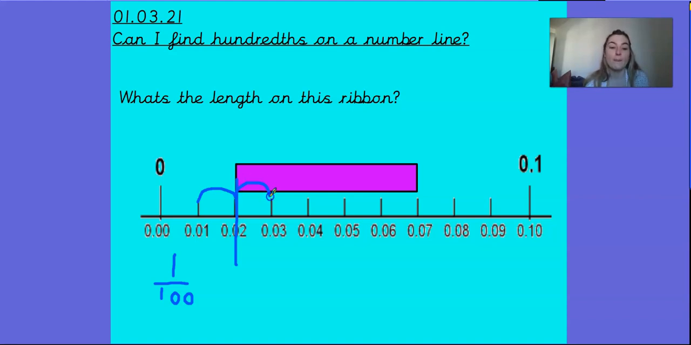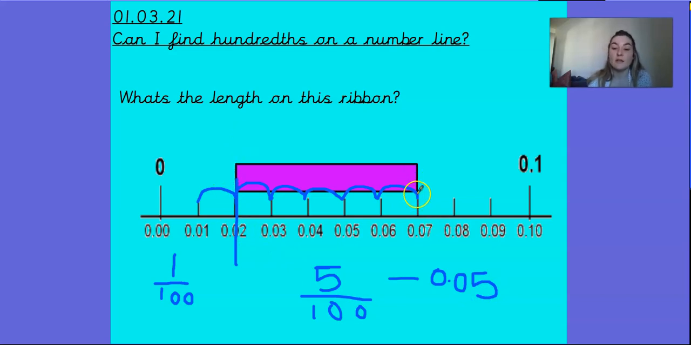So I've got 1/100th, 2/100ths, 3/100ths, 4/100ths, 5/100ths. So the length of this ribbon is 5/100ths, and that is what it looks like as a fraction, but it is actually going to be 0.05 as a decimal, okay?